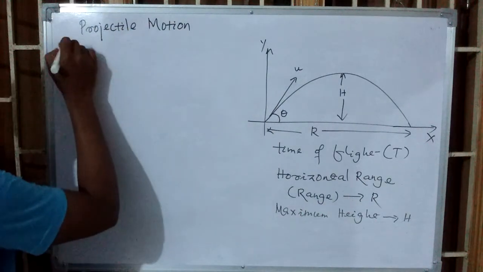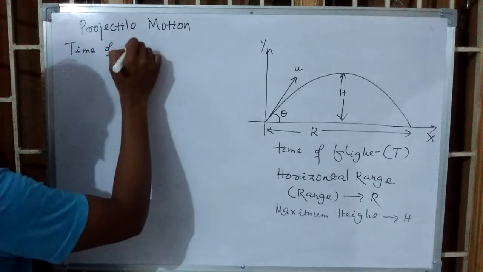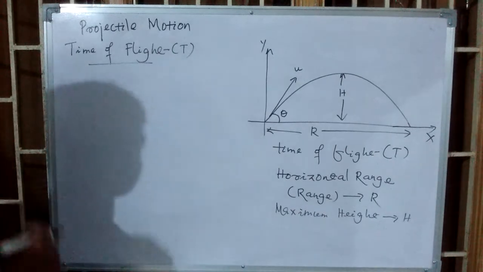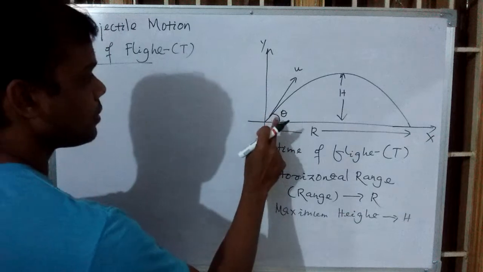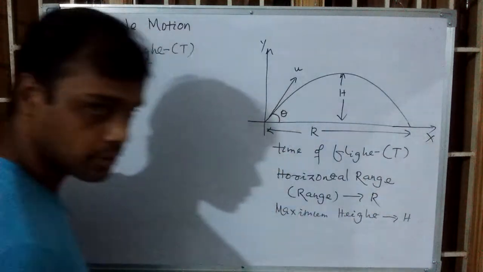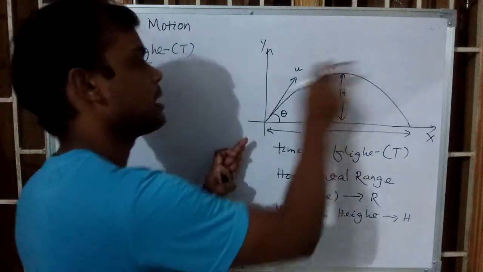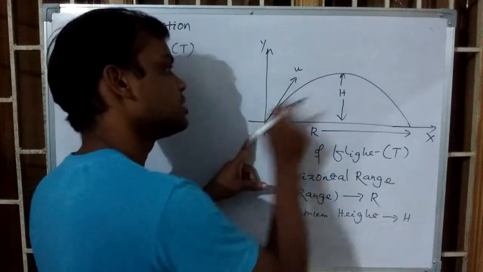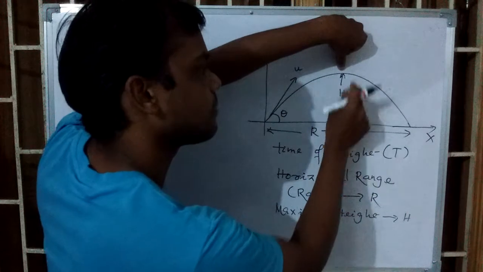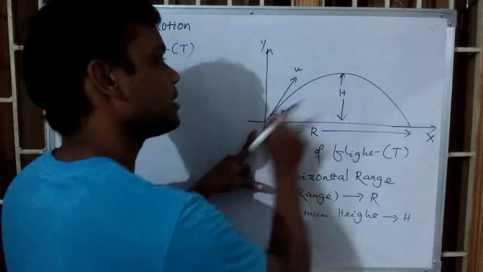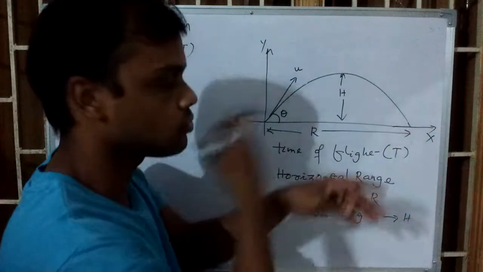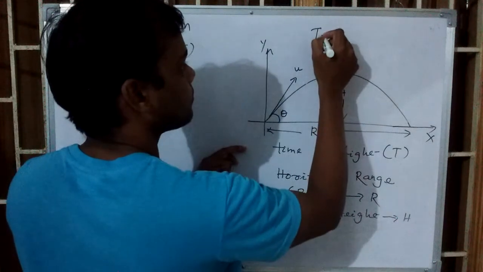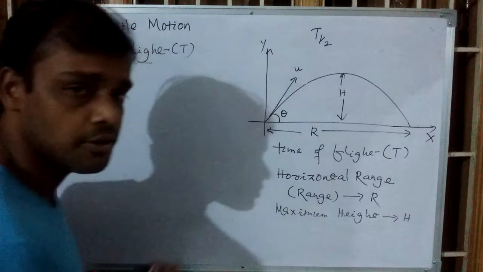So first is time of flight. What will be the expression for time of flight? Now look, time of flight is the time taken by the body to reach from this point to this point. I will not take the total path of the body into consideration. I will only take this half, because the time taken from this point to the top point is equal to the time taken from the top point to the end point, so the total will be double. Let the time taken to reach the top point be t half.